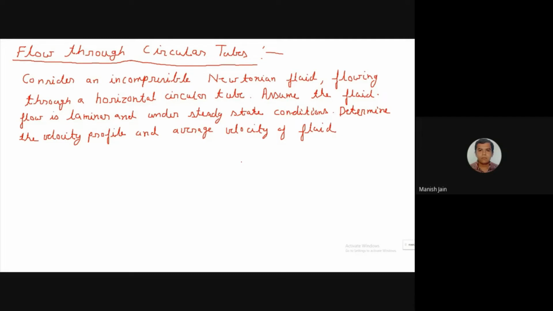Okay, so this is the problem. You have an incompressible fluid, that means liquid. Incompressible fluid means density is constant. Density does not depend upon the position or time. Newtonian fluid means the fluid obeys Newton's law. You can apply Newton's law in this case. That is flowing inside a horizontal pipeline. So there is a tube or the pipeline.